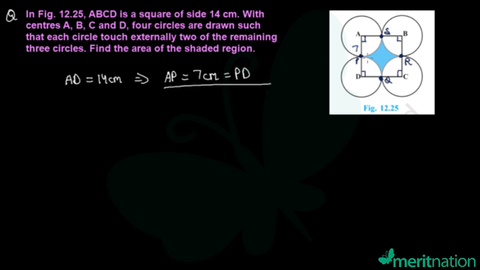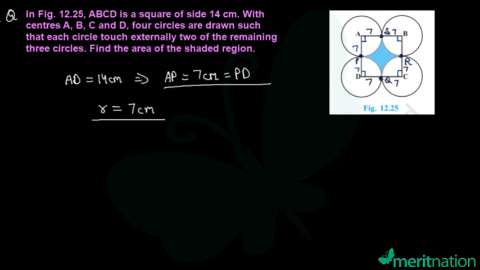And the purpose of finding these two lengths, AP and PD, is that you will see the radius of the circle is going to be 7 centimeters as well, because AP and PD both are the radius of the circle. So the radius of each of the circles is 7 centimeters.